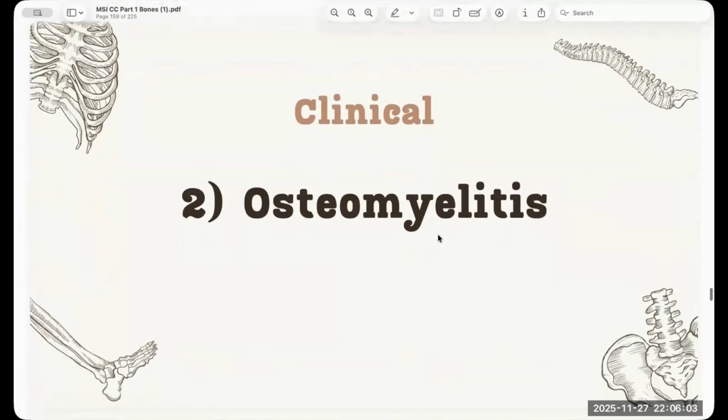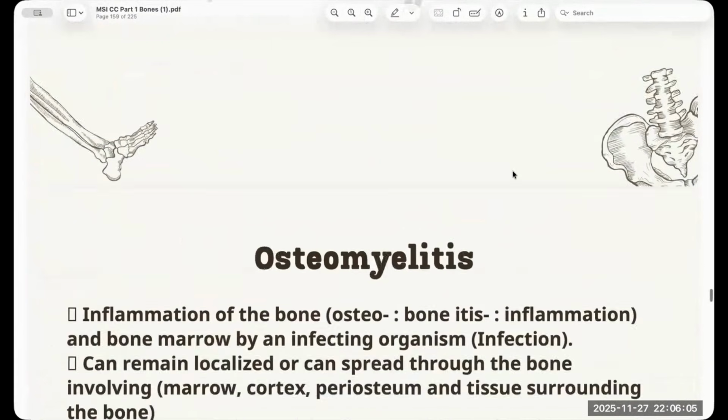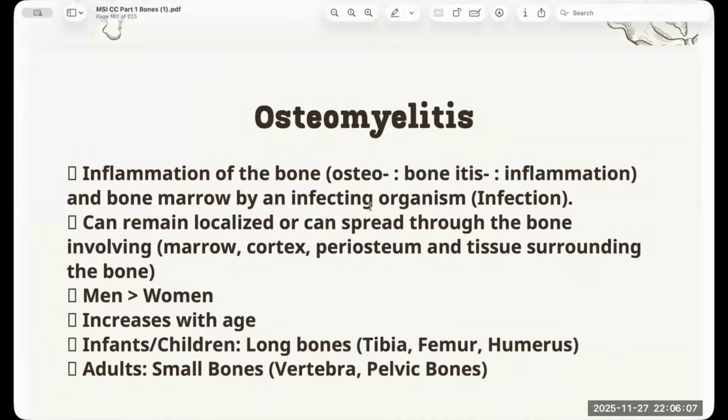Now for the second clinical lecture, osteomyelitis. From its name, osteo is bone, itis is inflammation, so it is inflammation of the bone and the bone marrow by an infecting organism, and it can be localized or it can spread through the bone, involving the marrow, the cortex, the periosteum, and the soft tissue. It's found more in men than women.